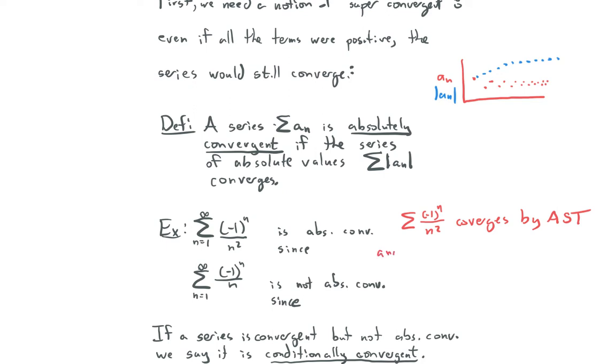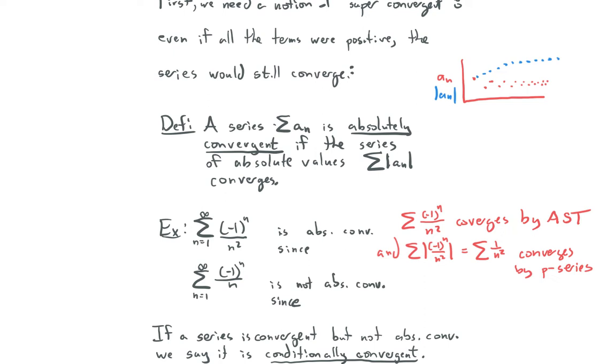And we know that the absolute value of this, which is just, well, the only thing that could be negative is that (-1)^n. So this is the same thing as 1 over n squared. This converges by p-series. So (-1)^n over n squared is an absolutely convergent series.